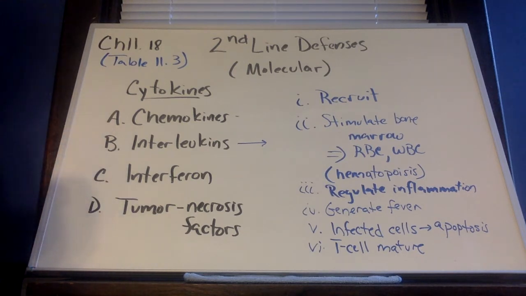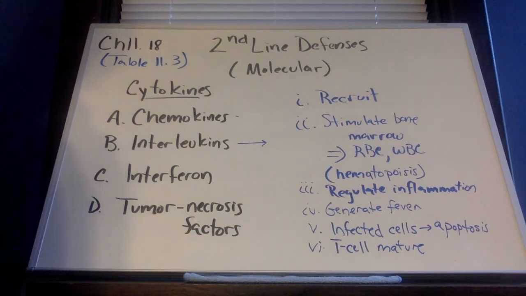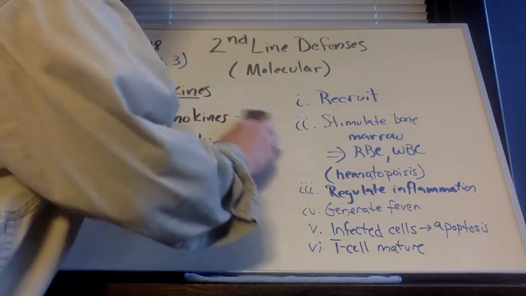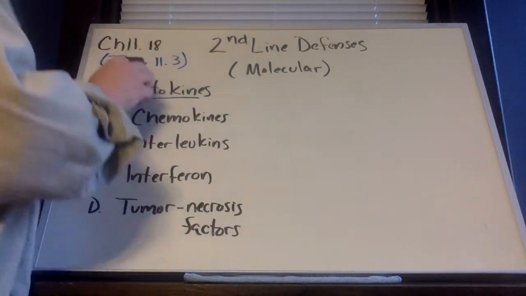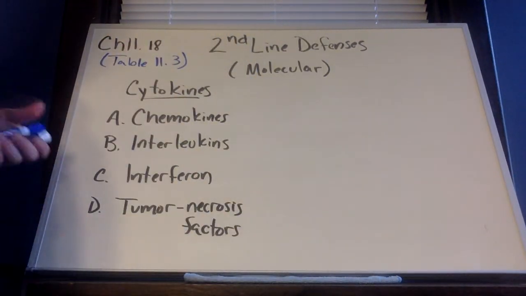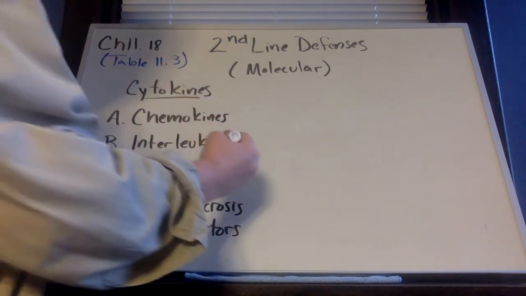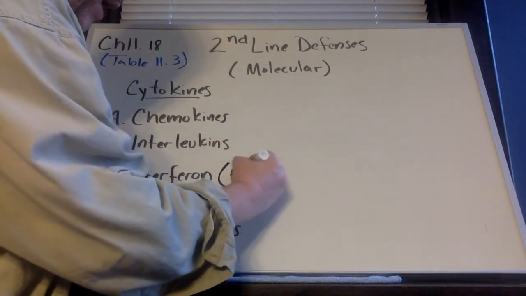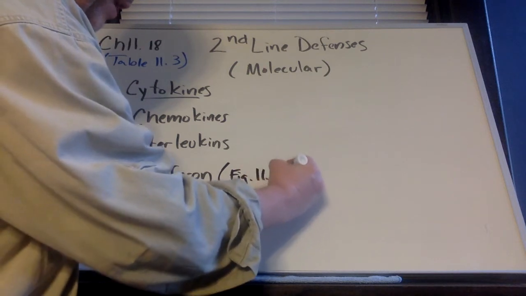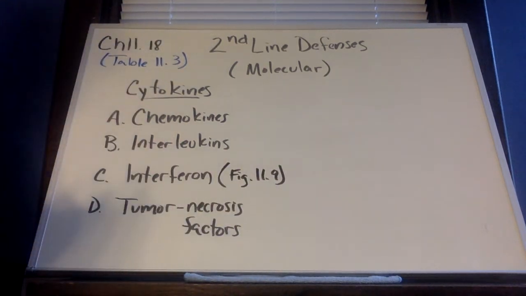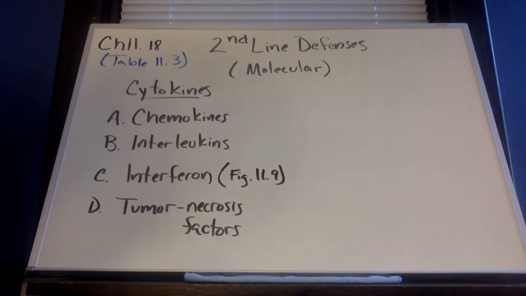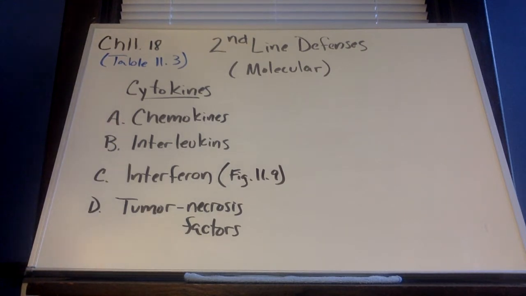The section on chemokines and interleukins does not have any figures that go with it. It is just all in the reading. But like I say, most of it is summarized in 11.3. However, the interferons have a figure to go with it. So figure 11.9 is where you will also find more information on our interferons. And I have to open my page to that book.